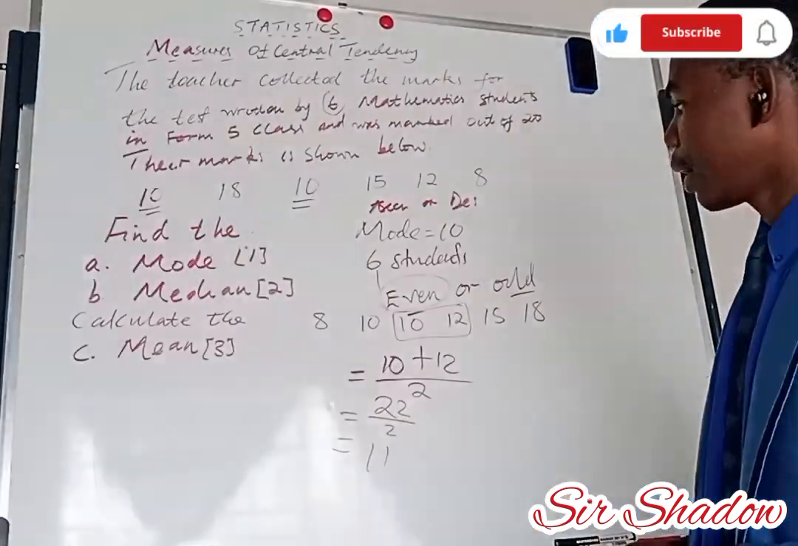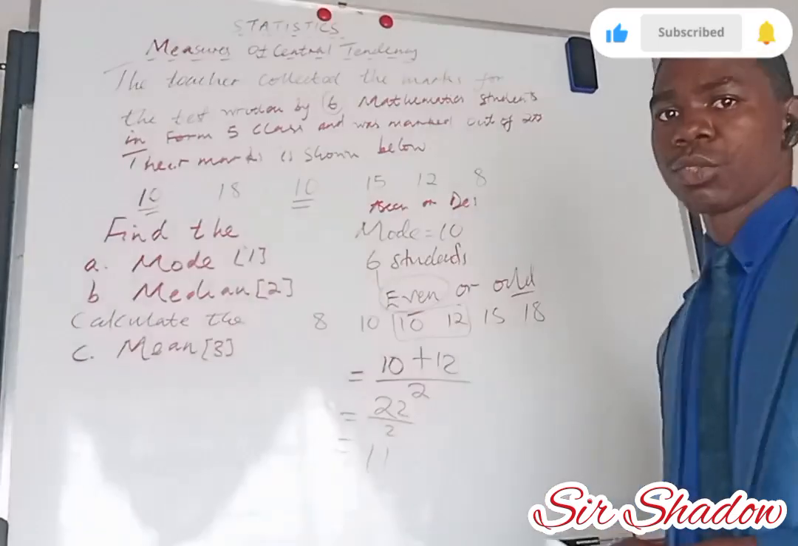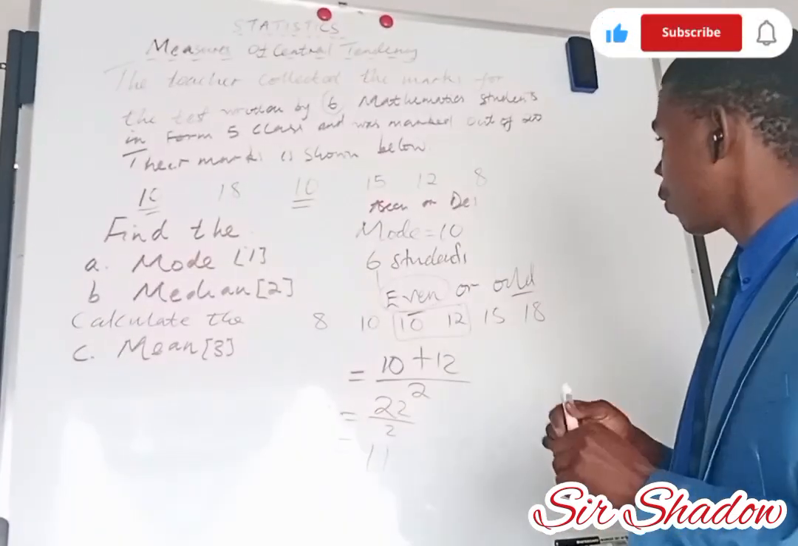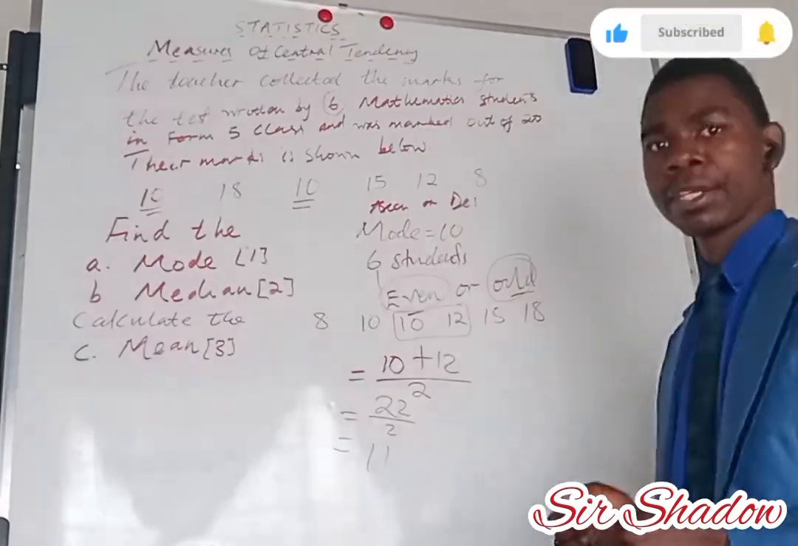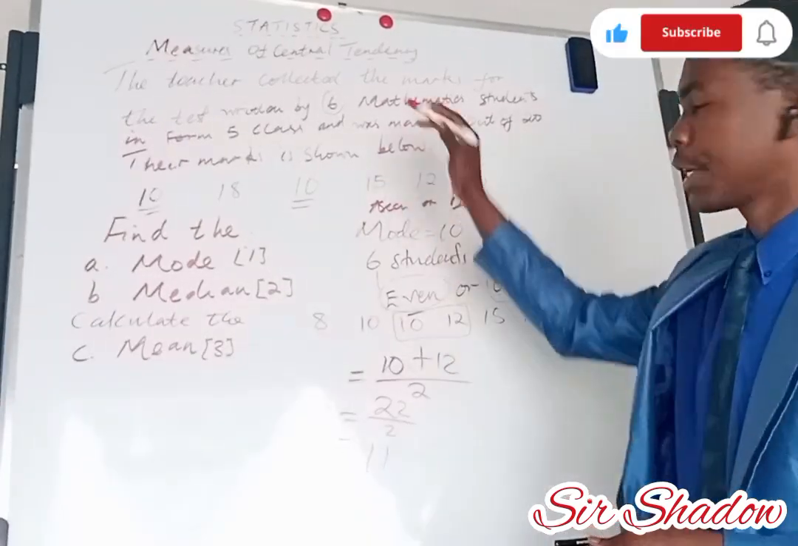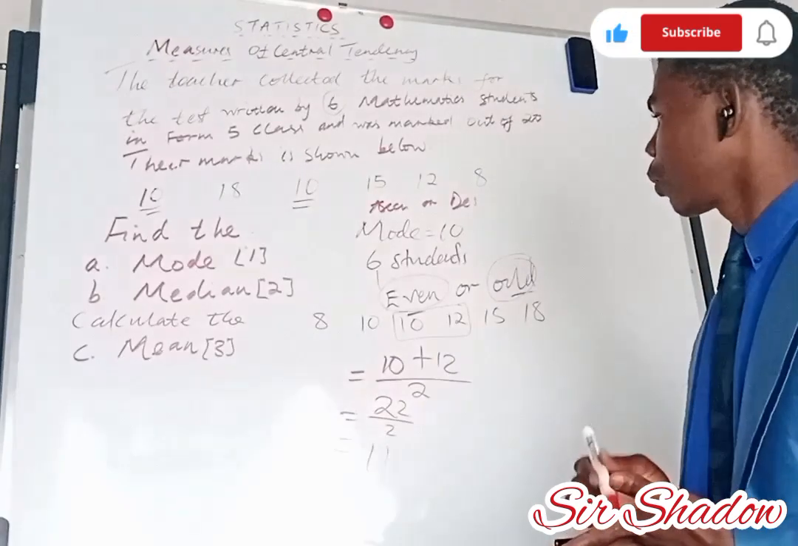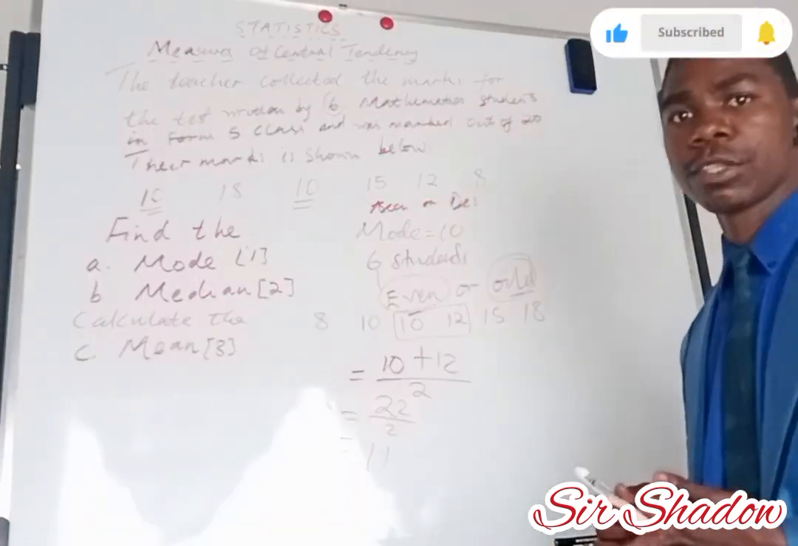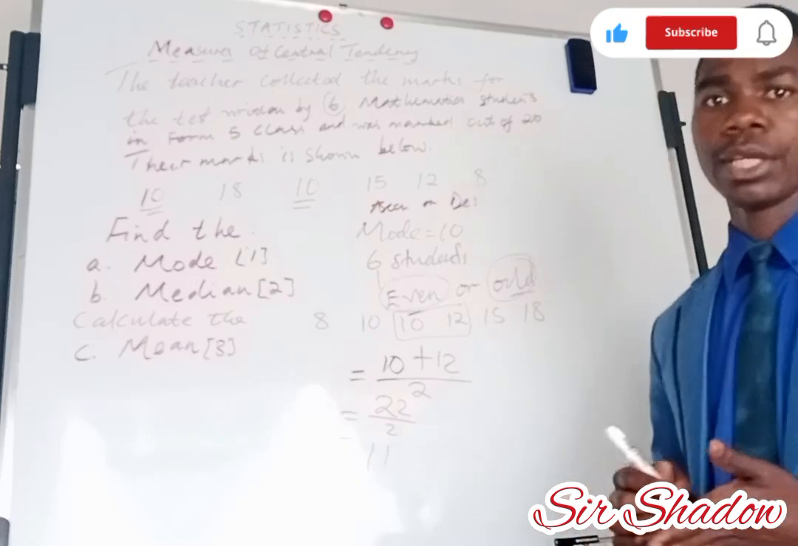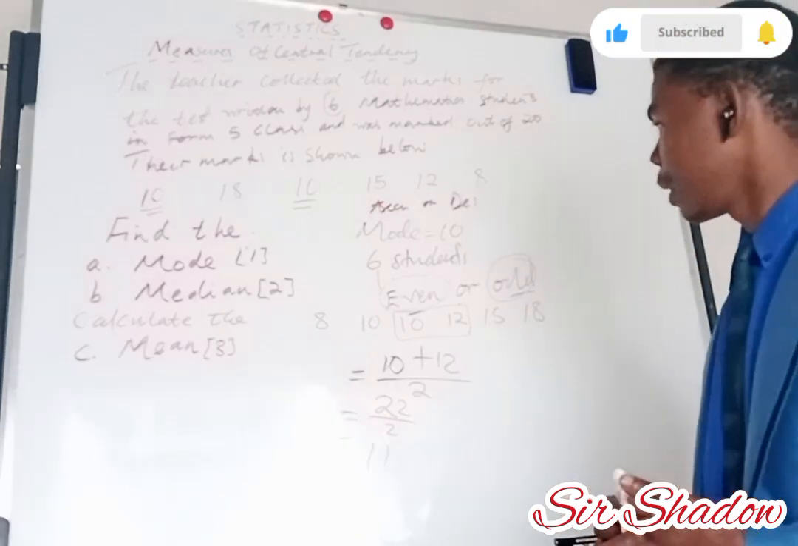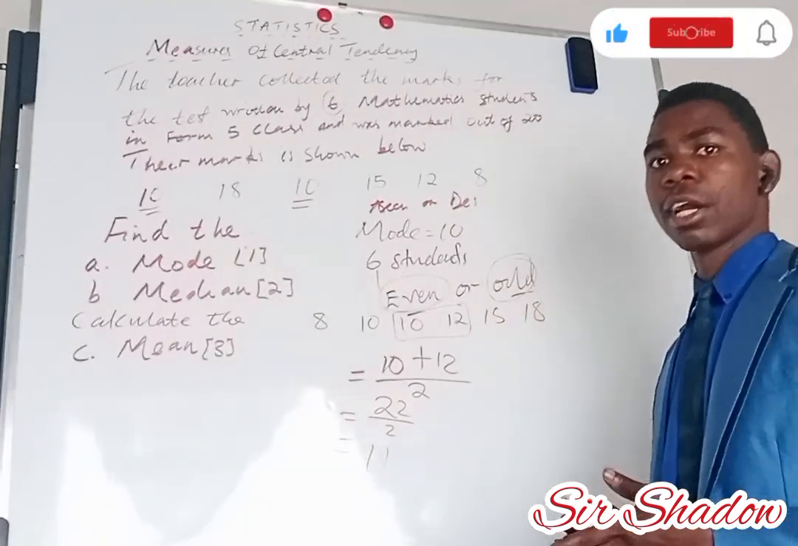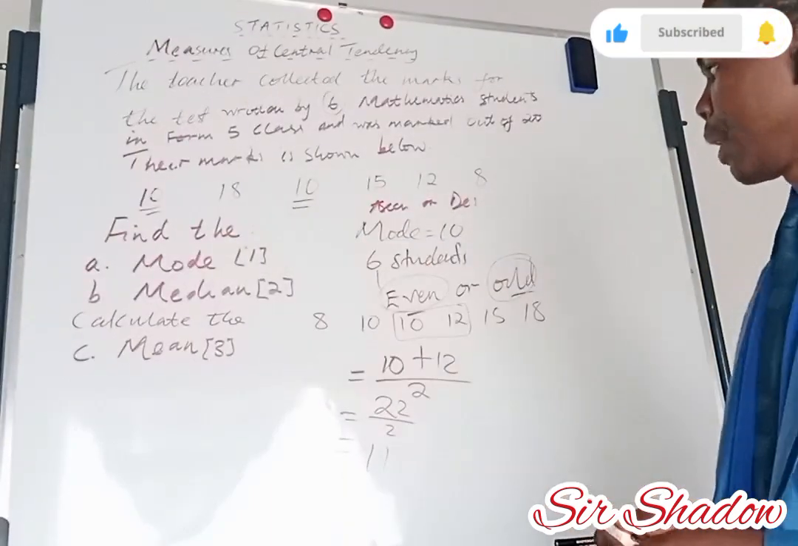So 11 becomes our median. If the data is odd, for example, if we have 7 students, or 9 students, or 11 students, or 5 students, or 3 students, remember, from that data, the median is real.